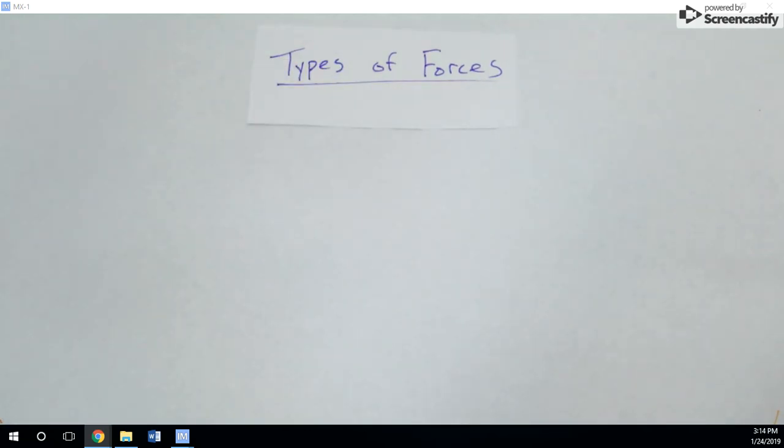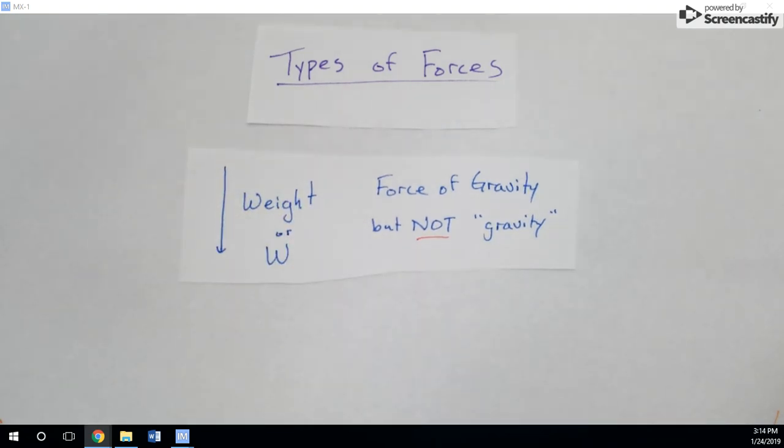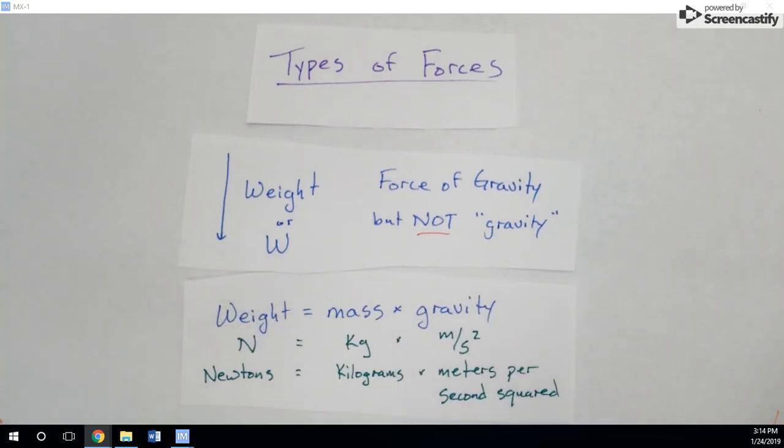Okay, we have a variety of forces that we are interested in. The first one is weight, how heavy something is. We can call it the force of gravity, but we're not going to call it gravity all by itself. It is the force of gravity or the weight. If we wanted to know the weight of something, we could calculate that by using the weight equation, where weight equals mass times gravity. Weight is a force measured in newtons. Mass should be in kilograms, and gravity is in meters per second. And if you remember, gravity was 9.8 meters per second squared.